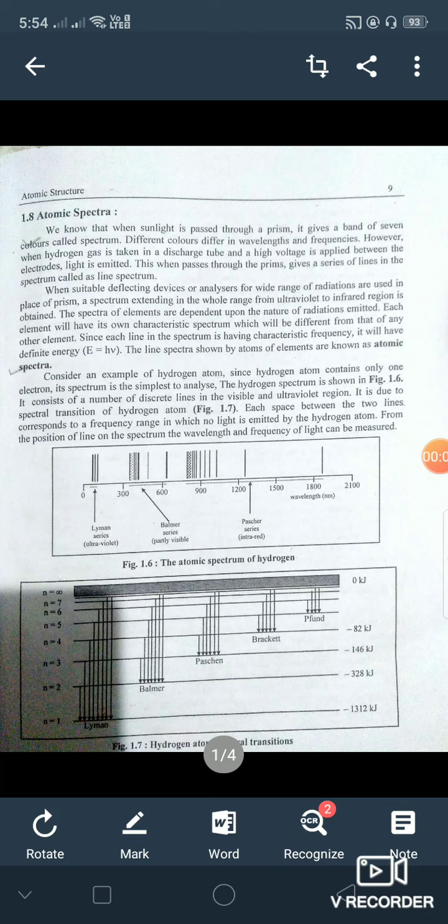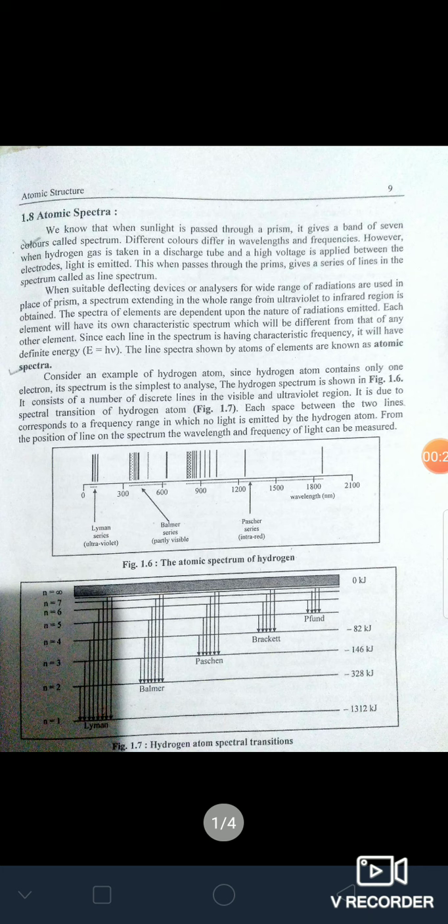Today we discuss atomic spectra. We know that when sunlight is passed through a prism, it gives a band of 7 colors called spectrum. Different colors differ in wavelength and frequencies.